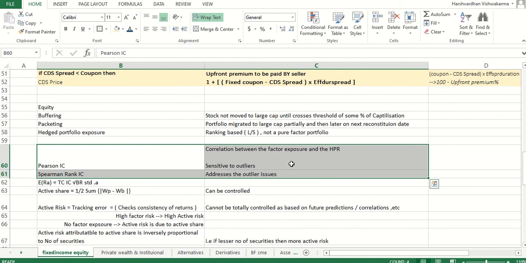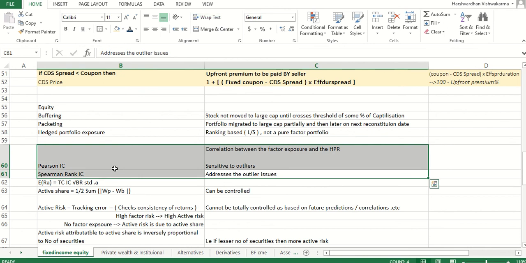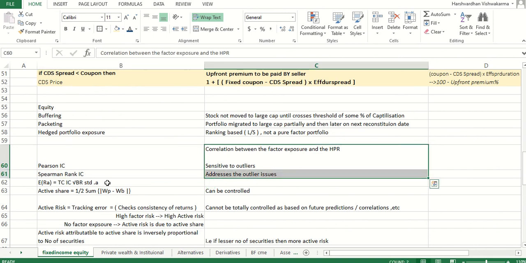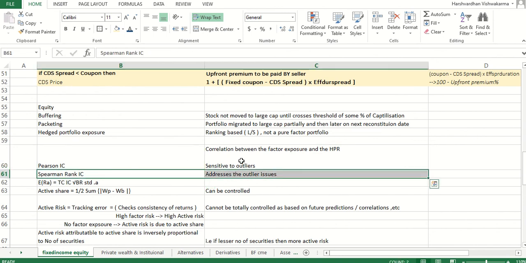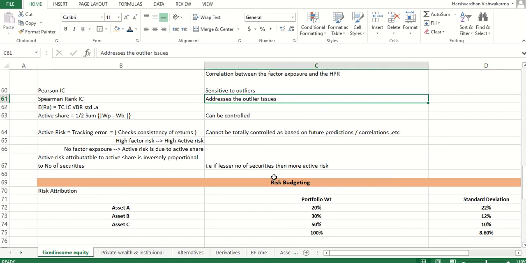Then there is a Pearson information coefficient and Spearman rank information coefficient. So over here, the basic thing to understand is whether the correlation between the factor exposure explains anything. Okay. So in the Pearson IC, the correlation between the factor exposure and the holding period return is sensitive to outliers. Spearman rank IC addresses the outlier issues. This is all we need to know. So if you are given in an exam question both the values, Pearson IC and Spearman rank IC, and the question asks you which is the better way, the answer is Spearman rank IC. And if it asks you what problem it solves, the issue of outliers. It's very simple to remember.